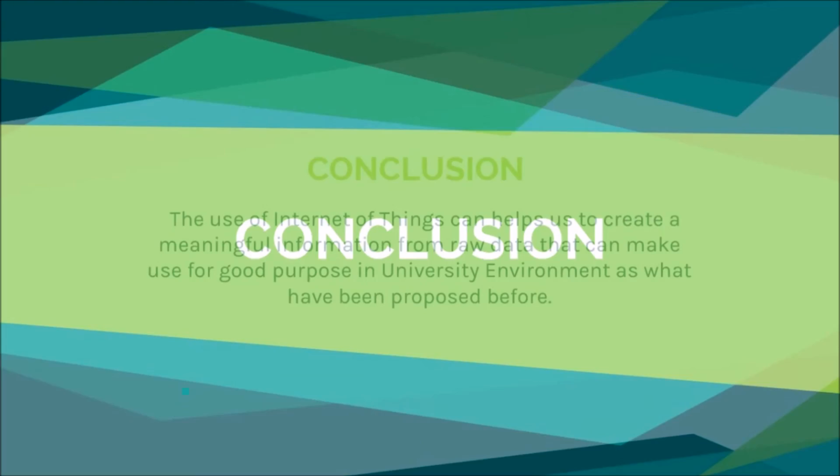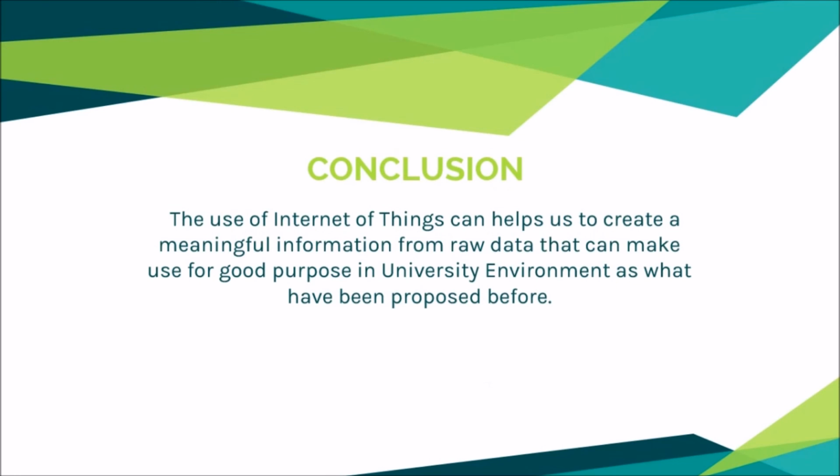We have come to the end of the presentation. As for conclusion, the use of Internet of Things can help us to create meaningful information from raw data that can be made use of for good purpose, especially in our university environment, as what has been proposed before.